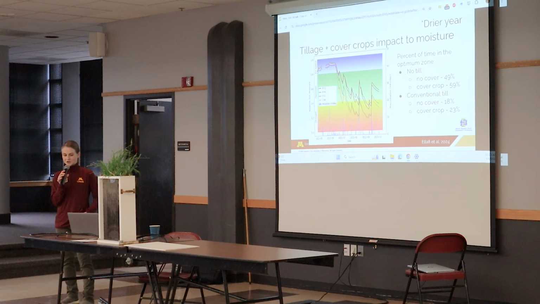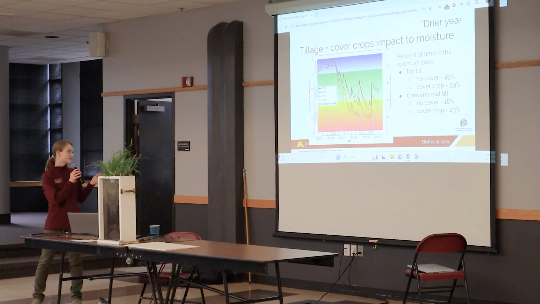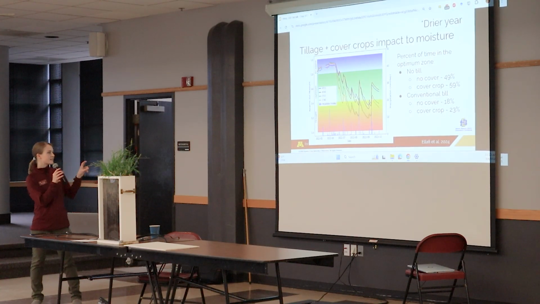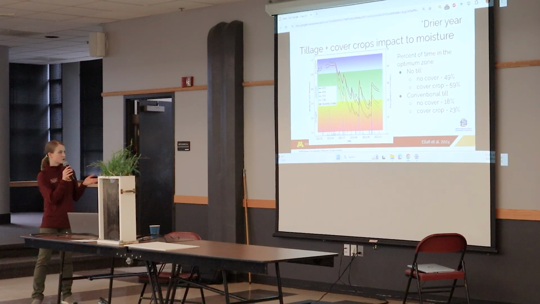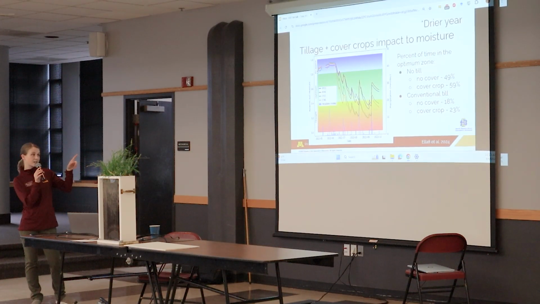So back to that South Dakota study where they had that optimum soil moisture curve, where they were looking at how long these systems are actually in that optimal plant available moisture zone. And what they saw here was across the board, the no-till system just had greater amount of time in that optimal soil moisture zone. And this is especially important in this much drier year.